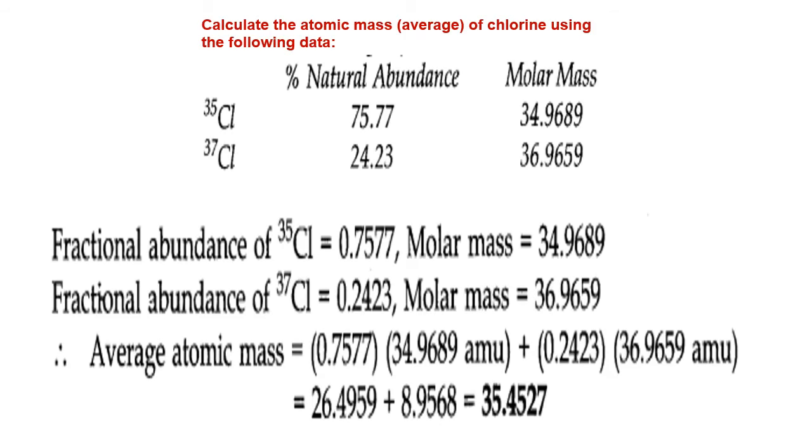So once again, I am welcoming you all for today's session on numericals of the first chapter. Today's first numerical. Calculate the atomic mass of chlorine using the following data. Chlorine 35, percentage natural abundance is 75.77 and molar mass is 34.9 approximately. And chlorine with atomic mass 37, its percentage natural abundance in nature is 24.23 and its molar mass is 36.9 approximately.